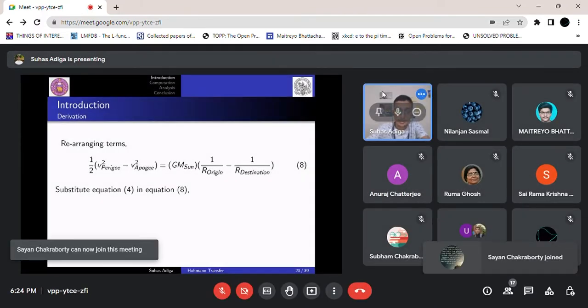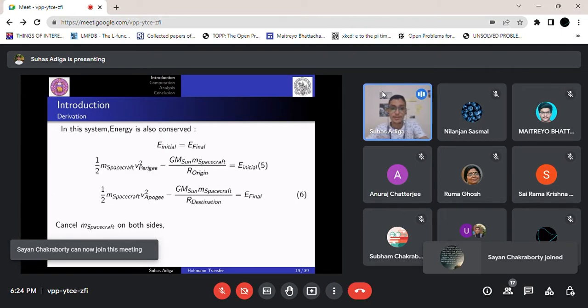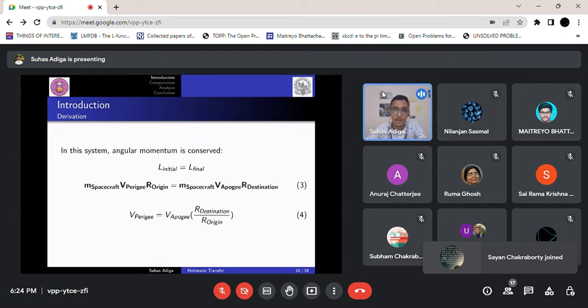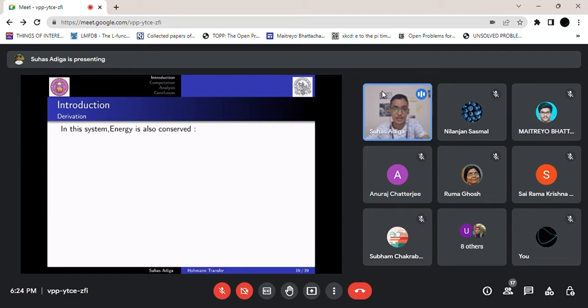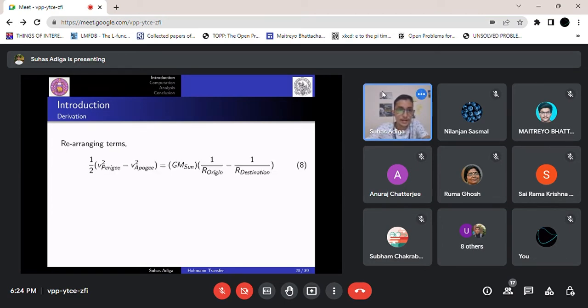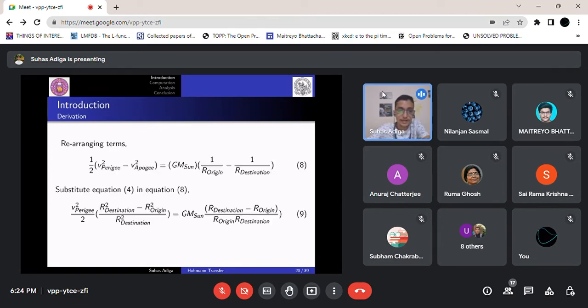That is what I told, the relation between v perigee and v apogee. So when I substitute that, I get this. That is v square perigee by 2 into r square destination minus r square origin by r square destination is equal to GM into r destination minus r origin by r origin into r destination. That is, I've taken the LCM on the right hand side.